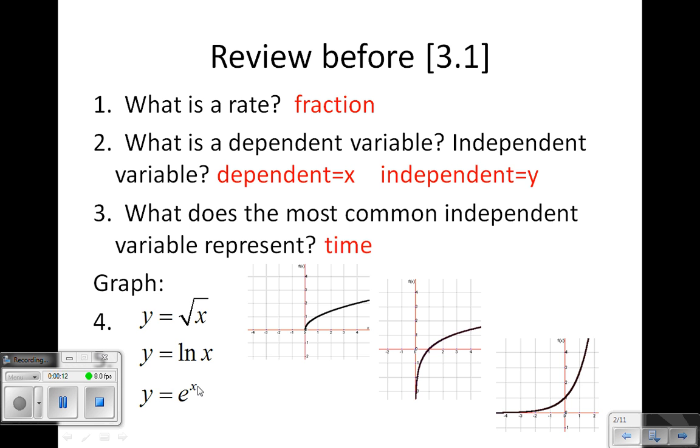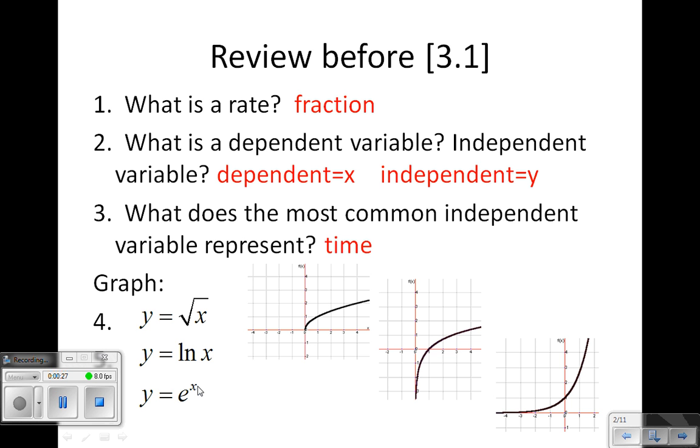Okay, so before we get into that, I wanted to do a little bit of review with you. So what is a rate? Well, a rate is going to be a fraction, is kind of the simplest way I can say it. Oftentimes the bottom of the fraction is going to be time.